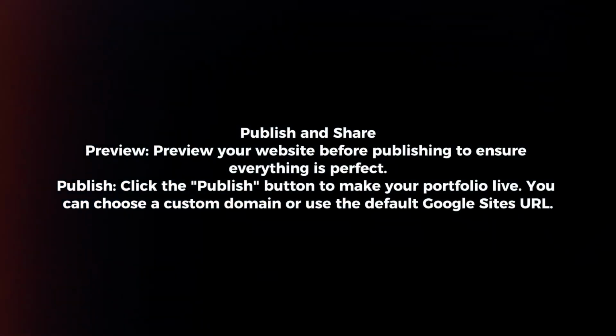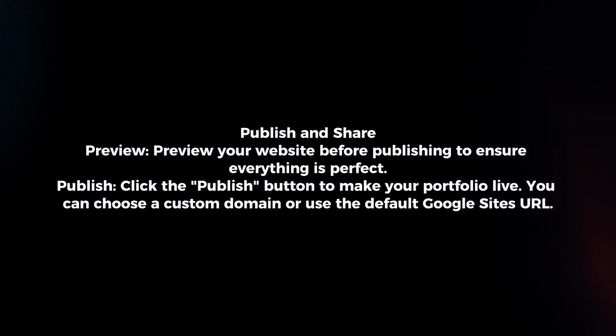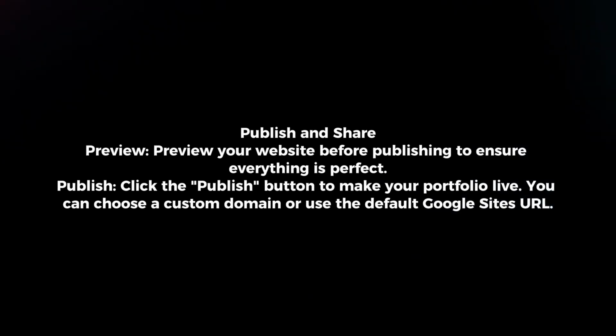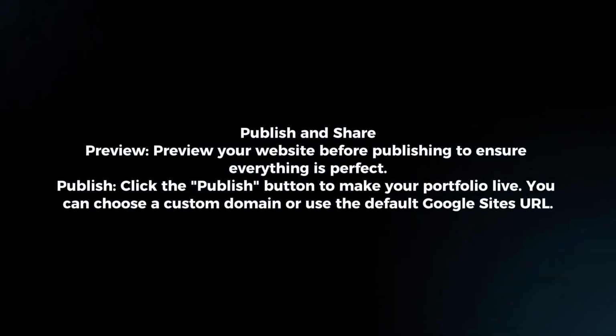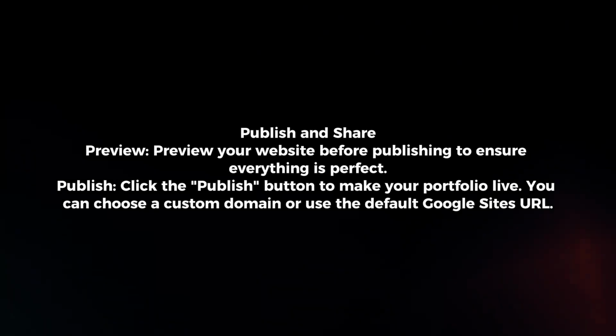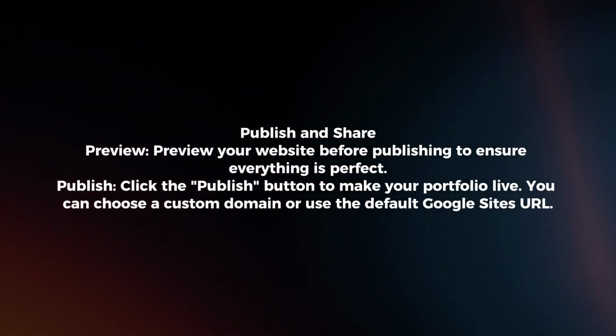Publish and share. Preview. Preview your website before publishing to ensure everything is perfect. Publish. Click the Publish button to make your portfolio live. You can choose a custom domain or use the default Google Sites URL.